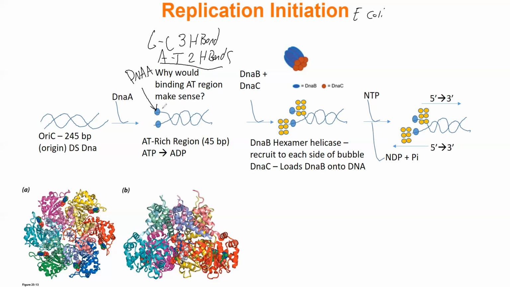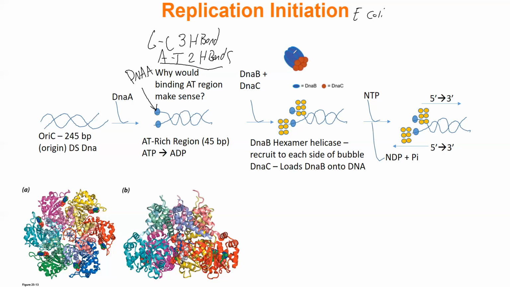So once our AT-rich region is opened up on our origin, the next molecule to bind is DnaB. Actually, two molecules are going to be involved here, DnaB and DnaC. So let's go over the pictures, this one from Google and this one my handiwork. DnaB is going to be our helicase, and it's a hexamer. So that's why I have 6 little circles. It has 6 subunits. And it's going to bind to each side of our bubble that we're opening up.